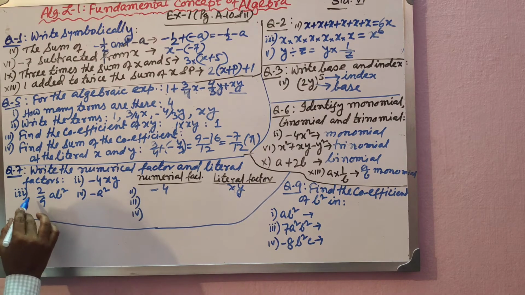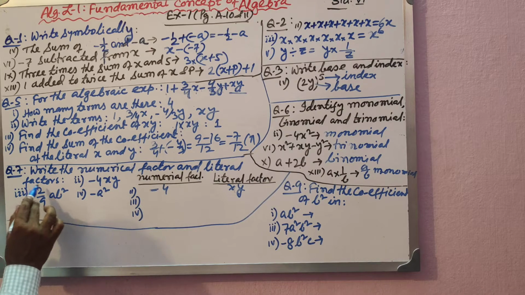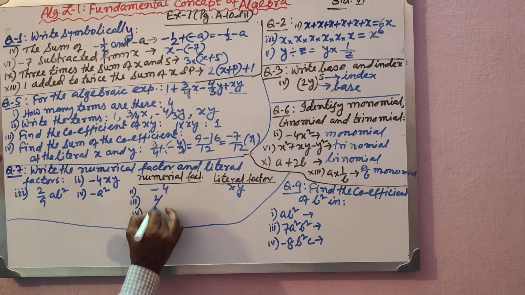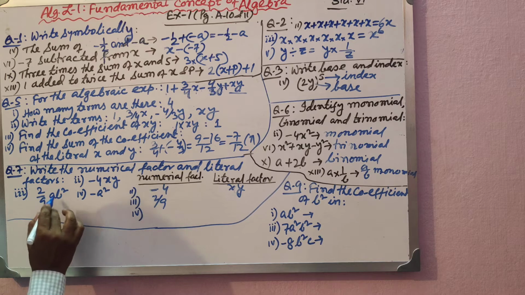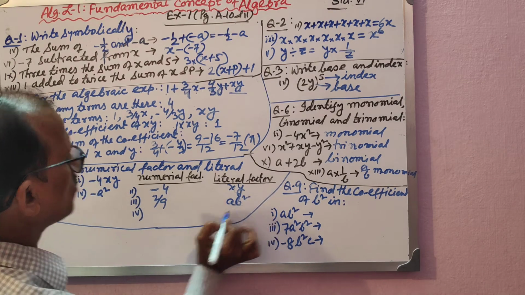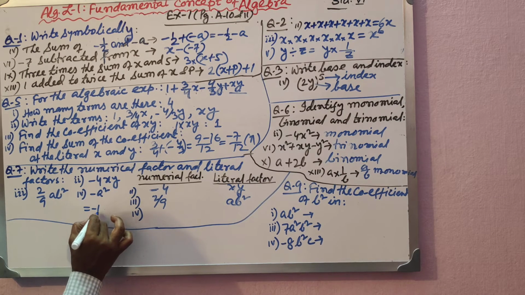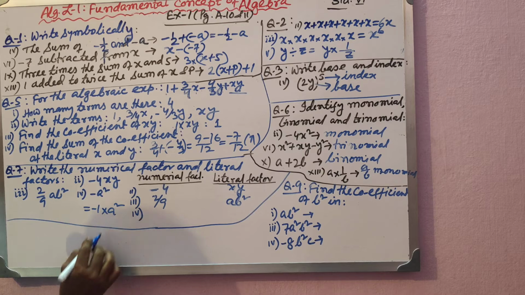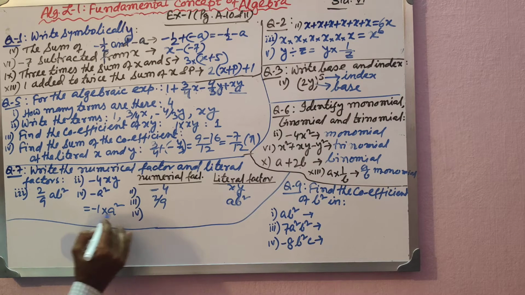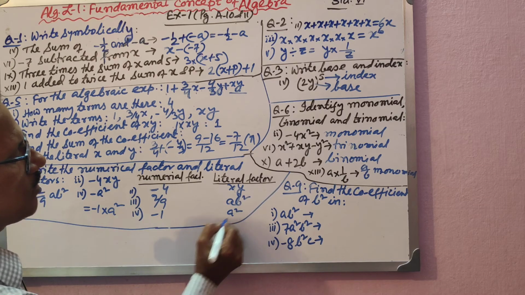Now as I have taken the third one, 2 by 9 ab square. What is the number part along with the sign? 2 by 9. 2 by 9 will be the numerical coefficient and literal coefficient will be ab square. And then this one, see, this can be written as minus 1 into a square. It can be written, no? So number part is minus 1 and a square will be the literal part.